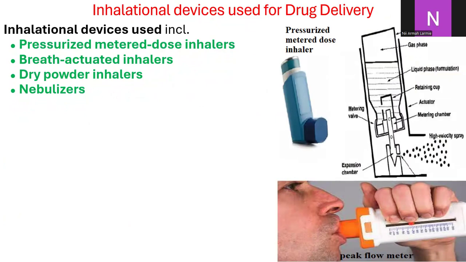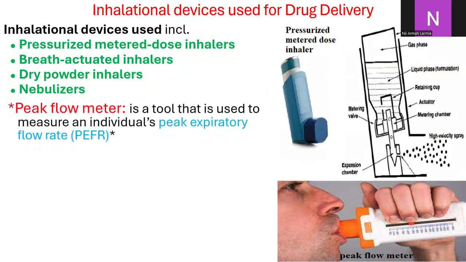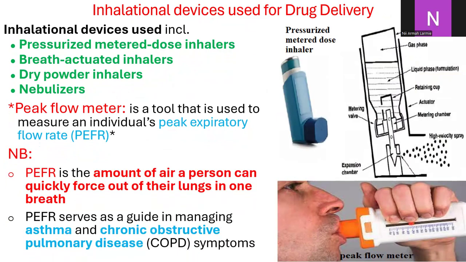Of the inhalational route, here are some devices that we are able to use to help deliver drugs through the inhalational route. Now, the pressurized metered dose inhaler, which we can see in the picture. This is a typical example of the pressurized metered dose inhaler that you can see in our picture.